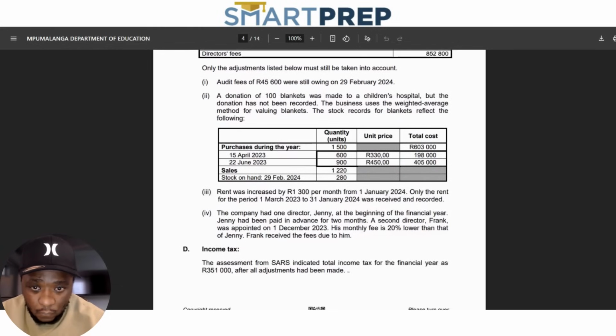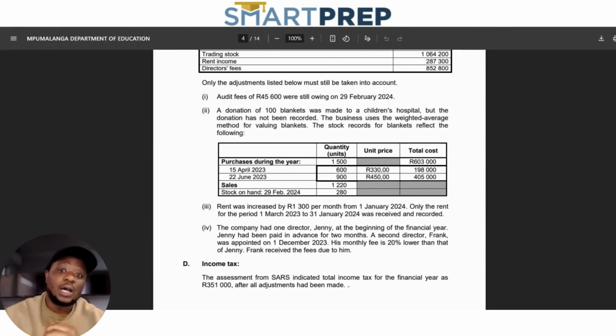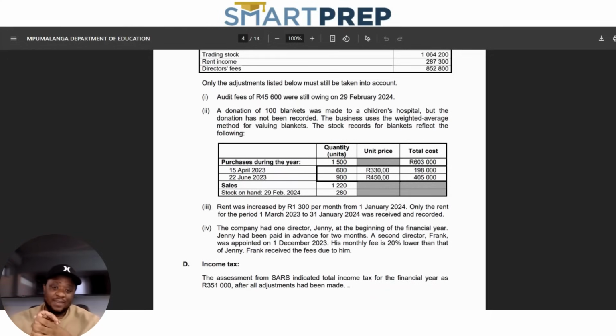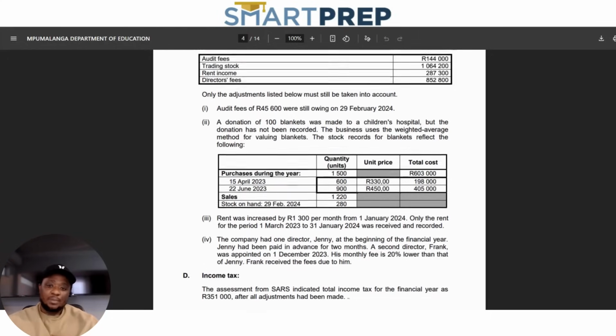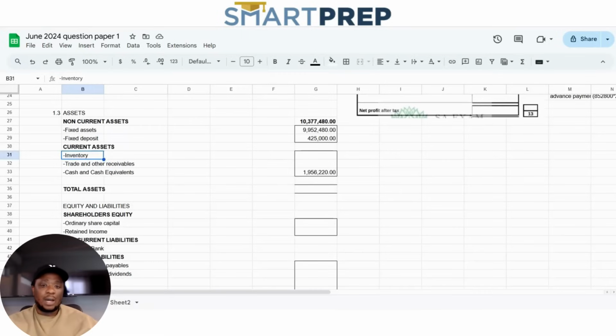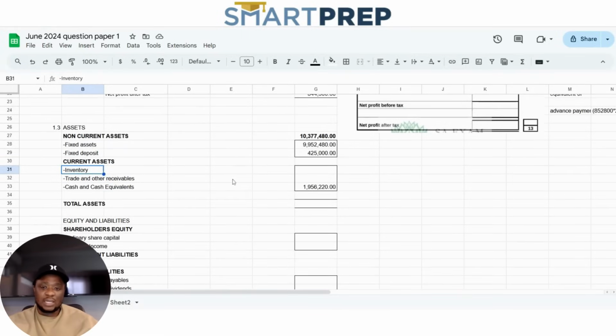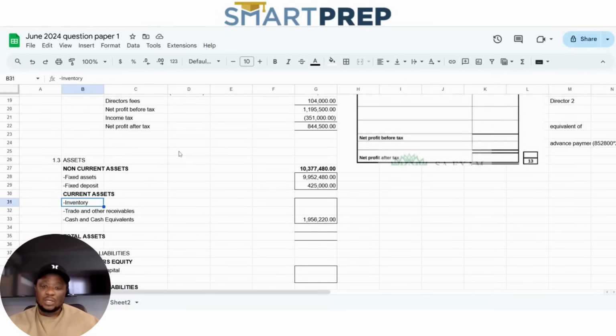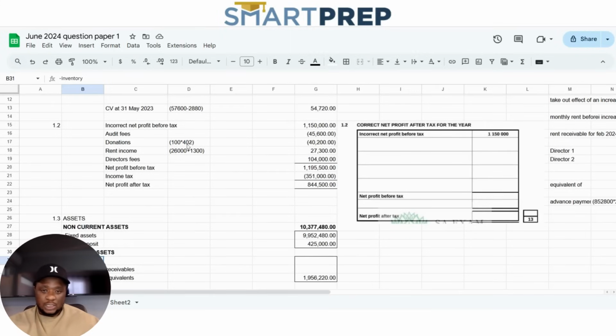Okay, cool. So yes, there is one piece of information that does affect it, and this relates to information C, specifically number two, because we made a donation in this question. And remember how we treated that donation in the income statement. So we don't need to make any calculations now. It's just taking that amount we got for donations in the income statement and subtracting it from our trading stock, and we have no other inventory items that are available. So the donations amounted to 40,200.